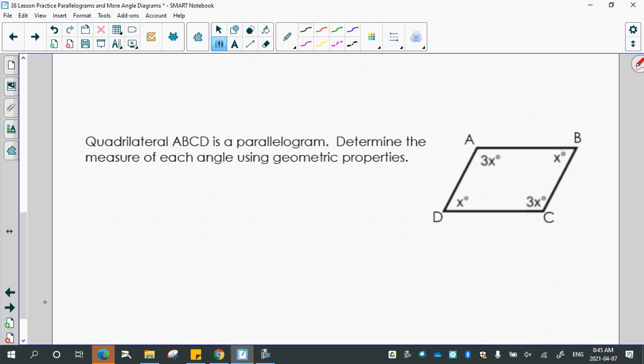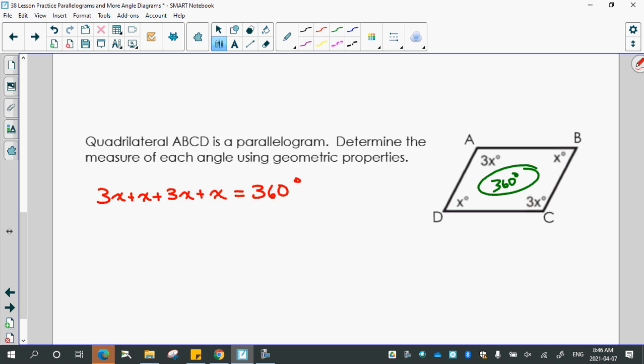Quadrilateral ABCD is a parallelogram. Determine the measure of each angle using geometric properties. So, anyone have an idea for this one? There's a couple ways to do it. So how can I solve for x? Even though it's a parallelogram, it's got 4 sides, which means the sum of all the angles is 360. So I can make the equation that 3x plus x plus 3x plus x is equal to 360 degrees.